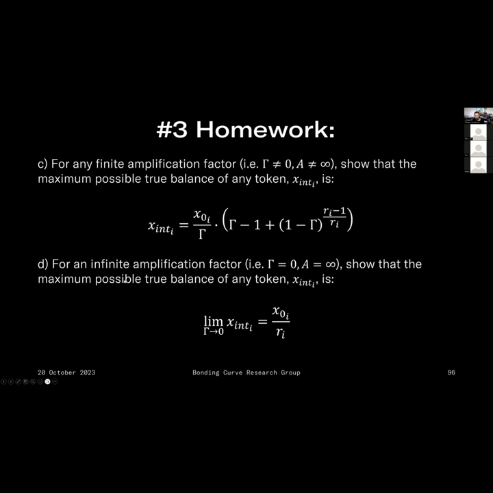Similarly, for an infinite amplification, so when gamma is equal to 0, when A is equal to infinity, show that the limit of this expression is actually just the x0 constant divided by the reserve ratio.